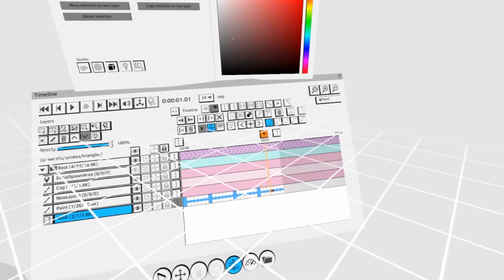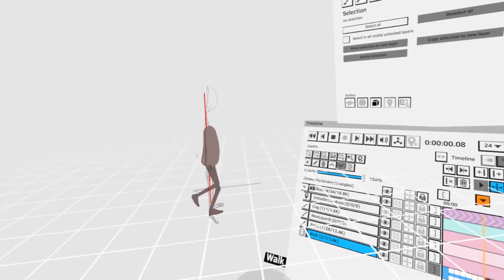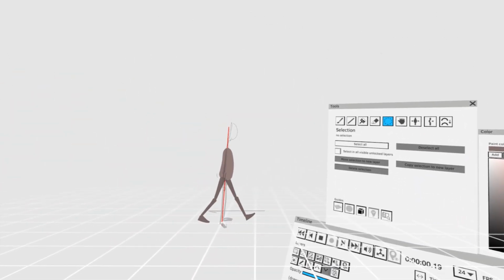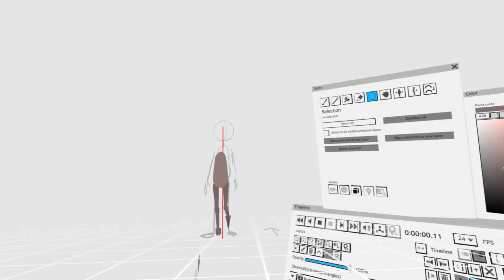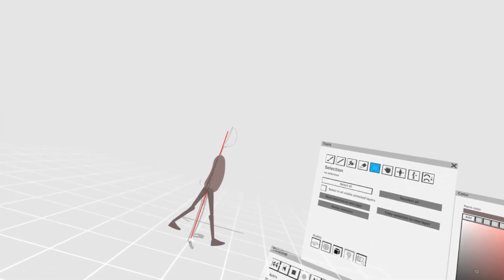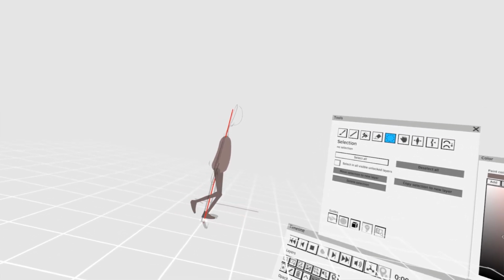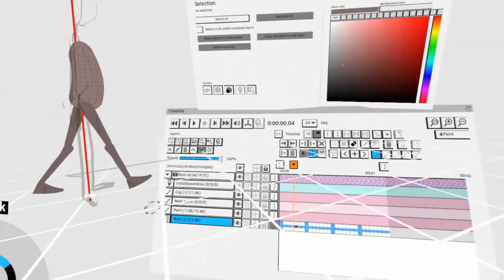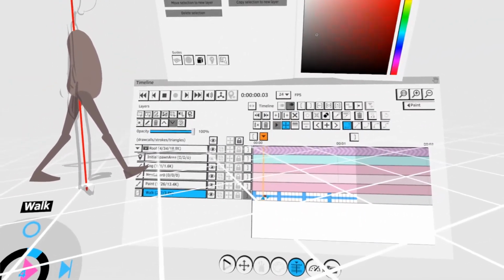1, 2, 3, 4, 5, 6, 7. Okay. So I made the cycle a little slower, and I think I like it better. But again, this is a matter of taste, or depending on your character. So let's start talking about in-betweens, right? What's going to happen in between all these poses?